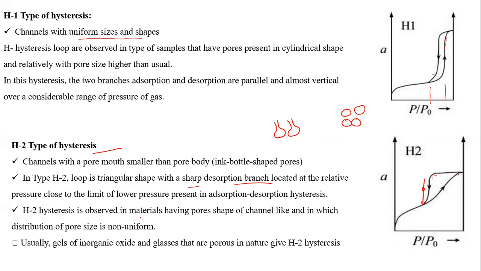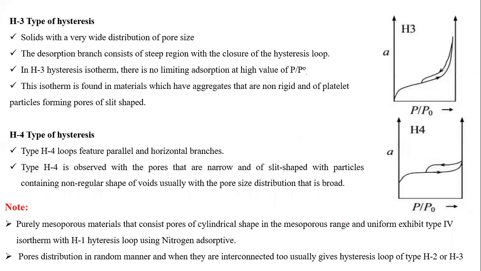So the H2 hysteresis is observed in material with pore shape of channel like, okay, where capillary condensation can occur, and usually gels of inorganic oxide and glasses that are porous in nature give this type of hysteresis loop.